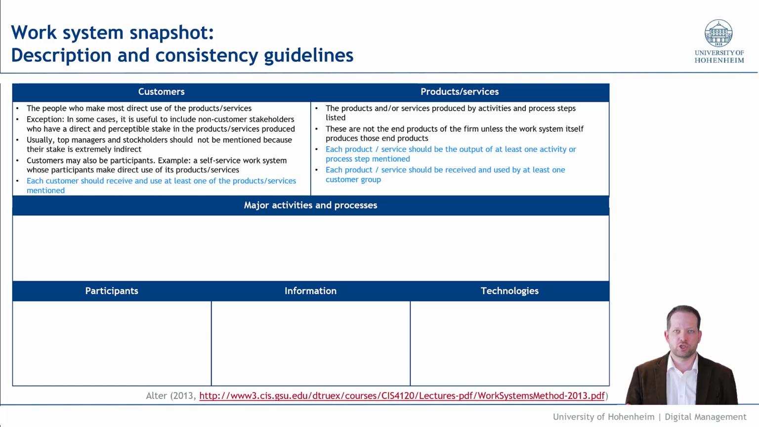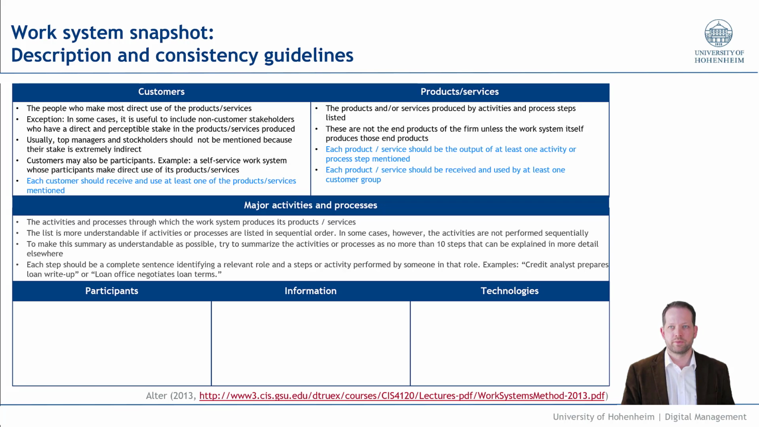So for some work systems within a company, it will be the company's end products. But consider the HR example again. This is not the end product the firm sells, but it's the product and the service provided by the HR work system. So each product and service should be the output of at least one activity or process step. I already mentioned that. And each product or service should be received and used by at least one customer group. These are again the consistency guidelines for checking whether your model of a work system is reasonable.